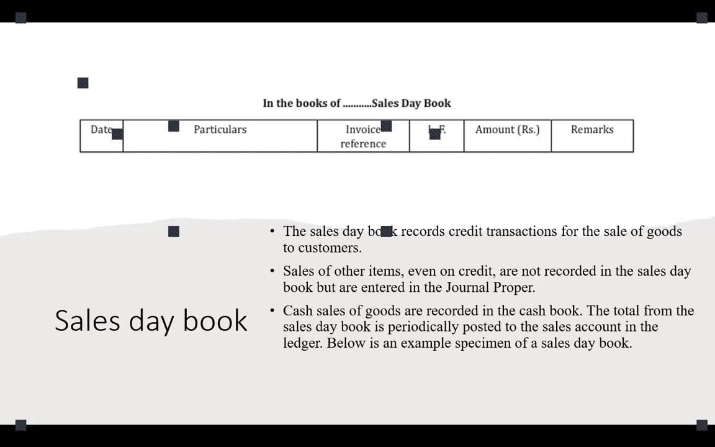Cash sales of goods are recorded in the cash book. The total from the sales day book is periodically posted in the sales account in the ledger. So you can refer, this is the sales day book format or specimen. The first column denotes date, second particulars, invoice reference, ledger folio, amount and remarks.